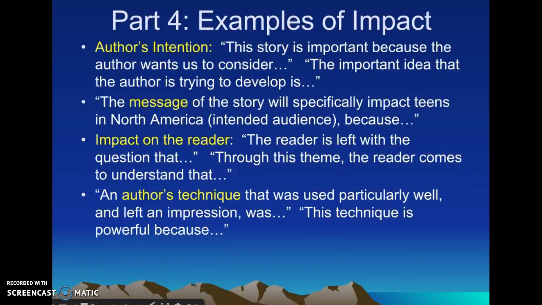Okay. So this is examples. So author's intention, this story is important because the author wants us to consider blah, blah, blah, blah, blah. The message of the story, the impact it had on you as a reader, so why it mattered to you or resonated with you personally, or an author's technique, which is particularly powerful for a certain reason.